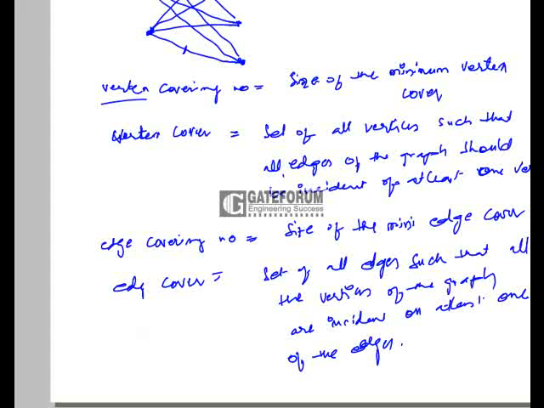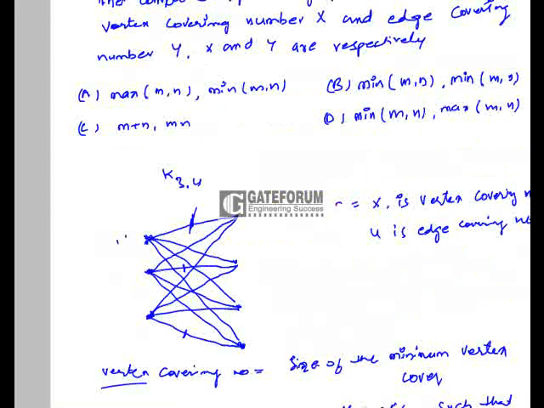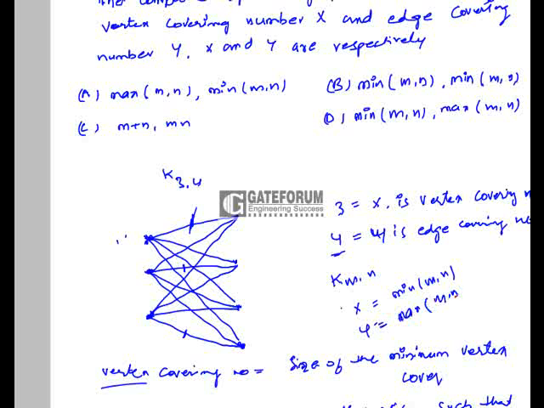So x is given as the vertex covering number, which is 3, and y is given as the edge covering number, which is 4. So we can say for K m comma n, vertex covering number x is minimum of m comma n, and edge covering number y is nothing but maximum of m comma n. So here the correct option is option D.